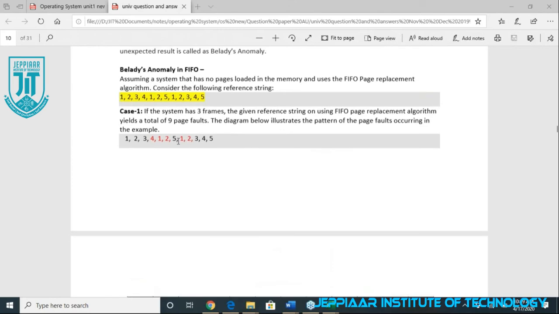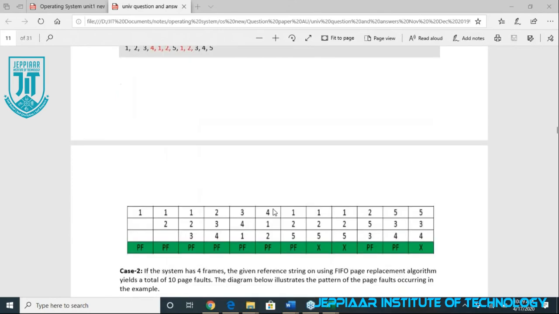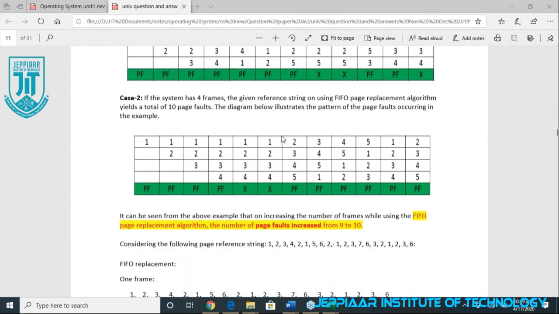The next string I'm going to read is 5. 5 is not there in the main memory. So what do I have to replace? I have to replace 1 with 5. So 1 is replaced with 5, and the frames now hold 2, 3, 4, 5.